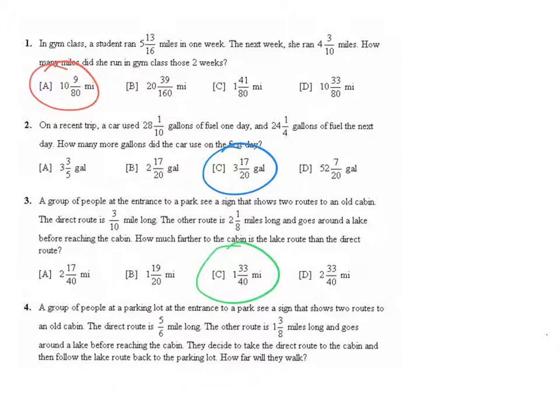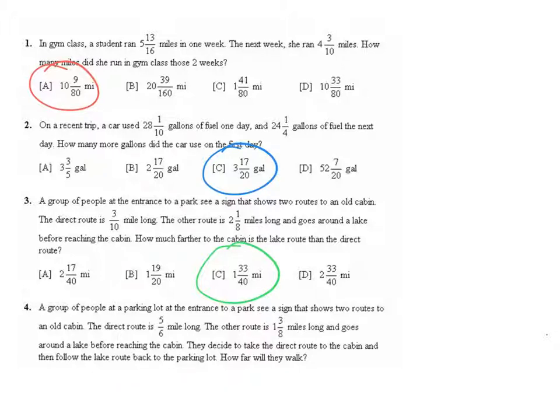Question 4, at first glance, looks similar, but it's a little bit different of a problem. It says a group of people at a parking lot at an entrance to a park see a sign that shows 2 routes to an old cabin. The direct route is 5/6 of a mile long, and the other route is 1 3/8 miles long and goes around a lake before reaching the cabin. They decide to take the direct route to the cabin and then follow the lake route back to the parking lot. How far do they walk?